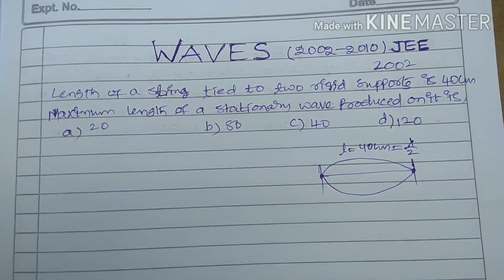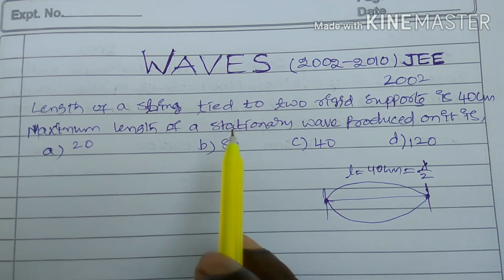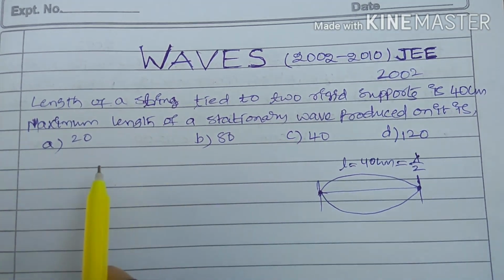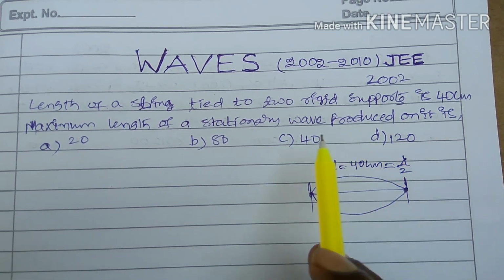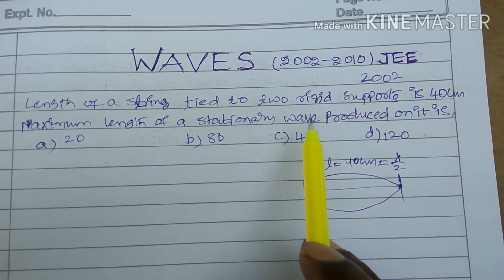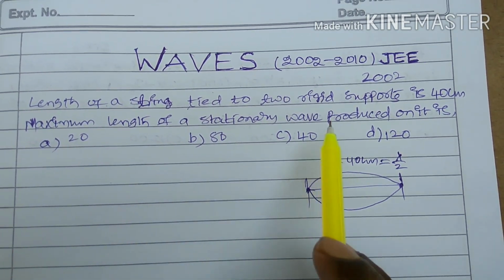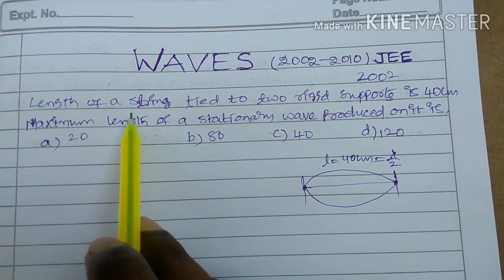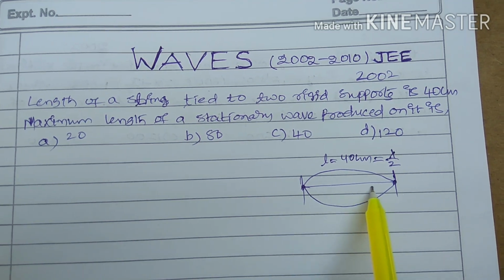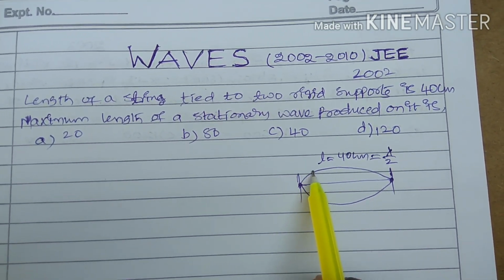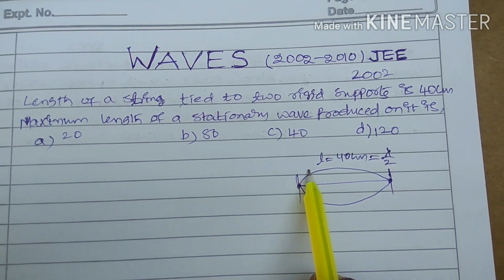So let us start our topic. The length of a string tied to two rigid supports is 40 centimeter. Maximum length of a stationary wave produced on it is. So maximum length of a stationary wave is nothing but maximum wavelength. Here a string will be tied between the two rigid supports. Then for the first loop it will be in this form.